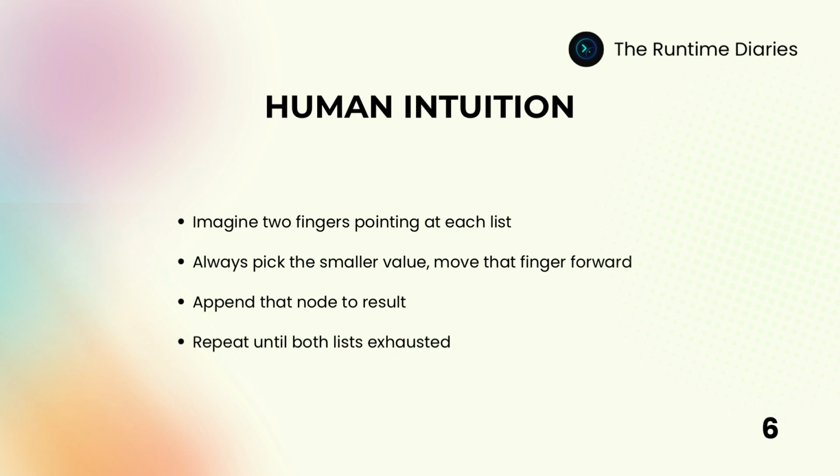Let me give you the human intuition for how to merge these lists. Imagine you have 2 pointers, one pointing to the current node in list 1 and one pointing to the current node in list 2. At every step, look at the values. Pick the smaller value. Attach that node to your merged list. Move the pointer of that list forward to the next node. Repeat this process until both pointers reach the end of their respective lists. This is exactly what the algorithm does. 2 pointers compare values, attach the smaller one, move forward.